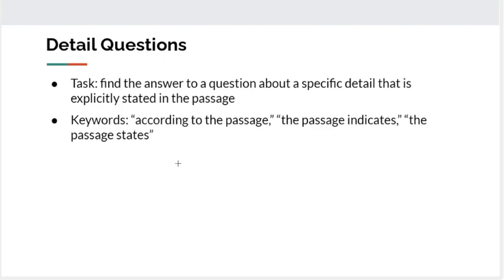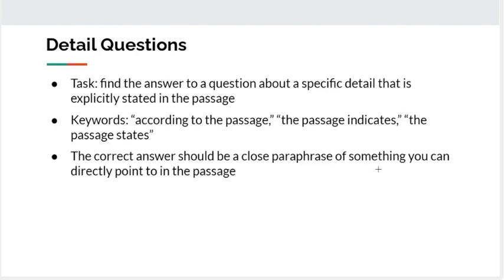The words that tell you that you are dealing with a detail question: according to the passage, indicates, the passage states. Those are the most common phrases that indicate that you're dealing with one of these questions. And so on these questions, the correct answer should be a close paraphrase of something that you can directly point to in the passage. So in other words, you don't want to find yourself saying something like, I guess this is right, or I think I saw that in the passage. You want to be able to point to some specific line or set of lines and say, here's the evidence that supports this answer choice.